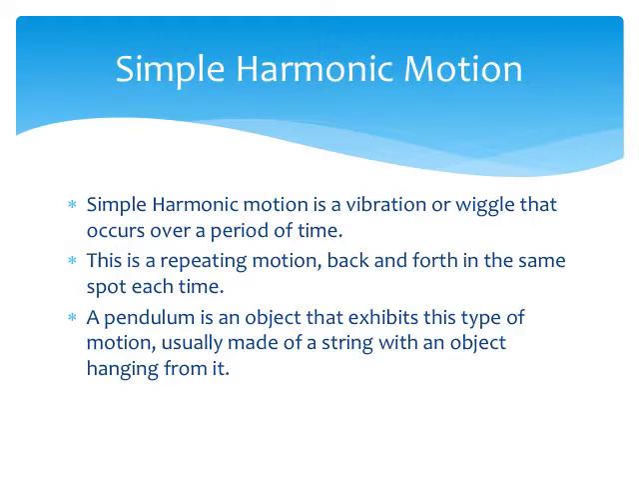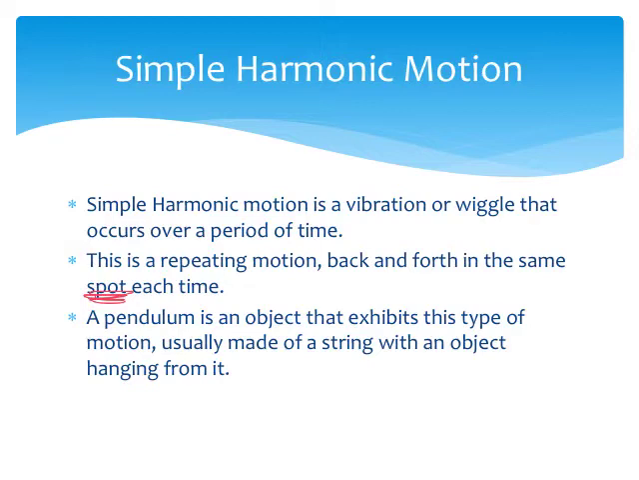Reminder that simple harmonic motion is just a vibration or a wiggle that occurs over a period of time. Okay? It's always a repeating motion back and forth, but it happens in the exact same spot. It doesn't travel through a room, it doesn't travel through the air or anything like that. It just goes back and forth in the exact same spot. And a pendulum is a perfect example of this.